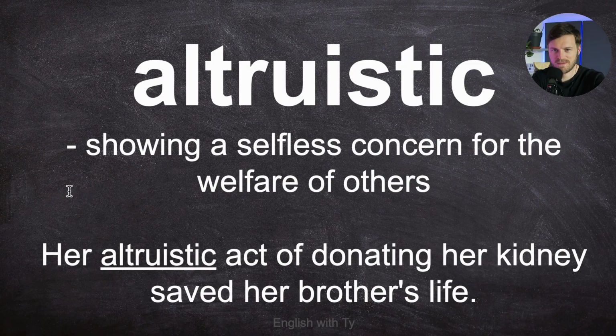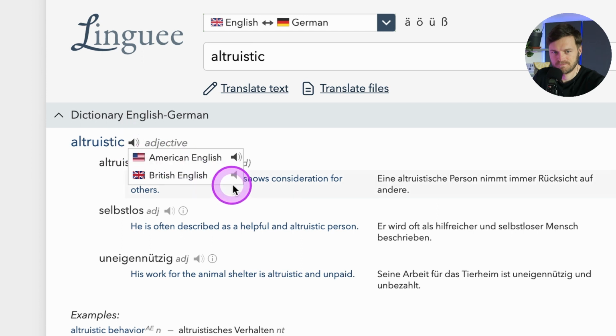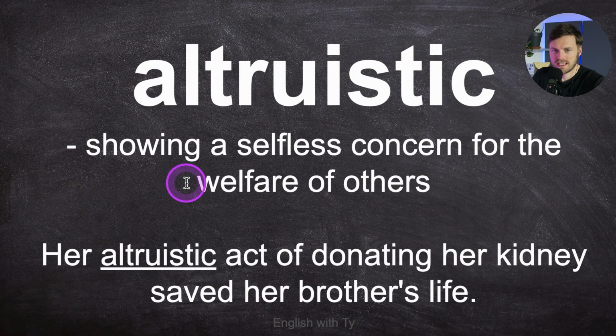Now let's type it into the website again for pronunciation. Altruistic. Here's the American pronunciation. Altruistic. And here's the British pronunciation. Altruistic. Again, it means showing a selfless concern for the welfare of others. Here's a phrase for you. Her altruistic act of donating her kidney saved her brother's life.